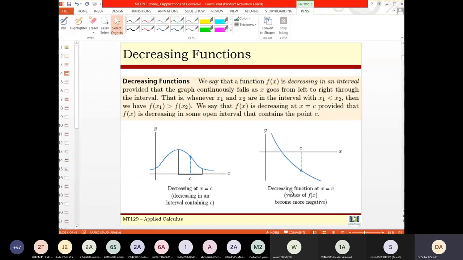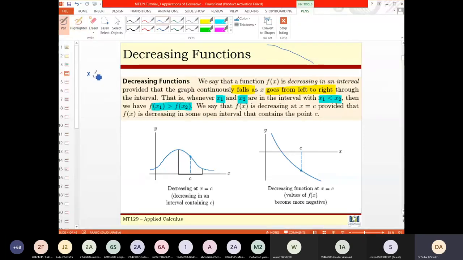Now, decreasing function, يعني the function goes less and less as I go from left to right. The function is said to be decreasing if it continuously falls when x goes from left to the right. In other words, it is decreasing if I have a point x1 and a point x2, and x2 is the greater one, then f of x1 is greater than f of x2. Can you see? We have a switching.